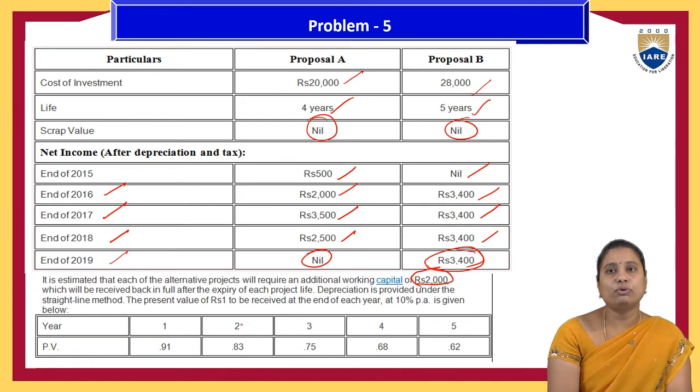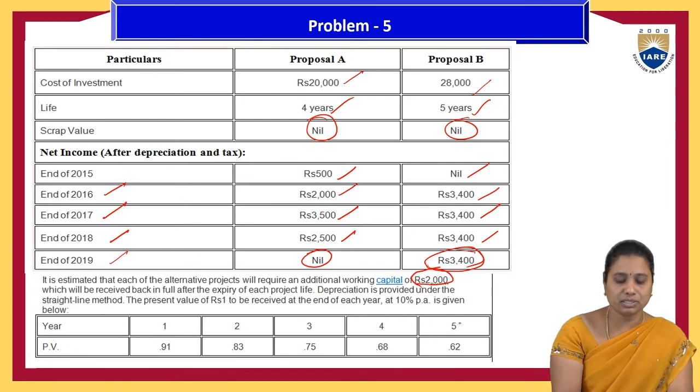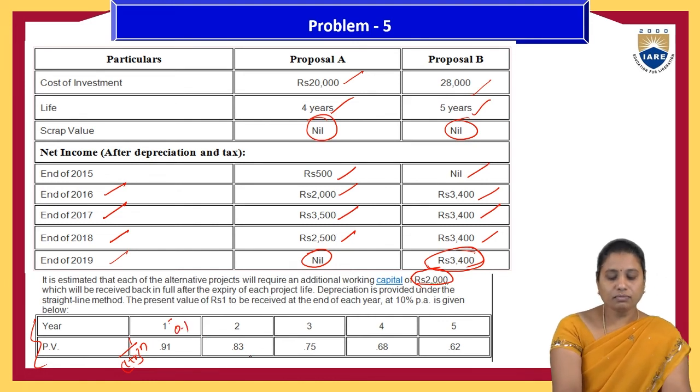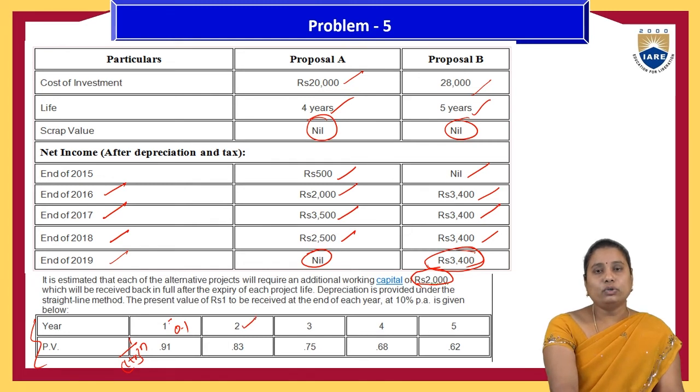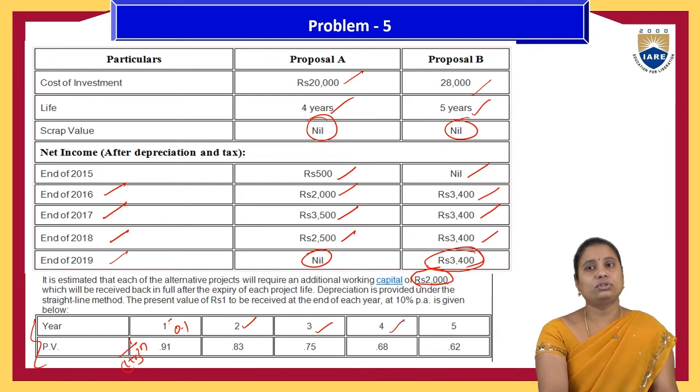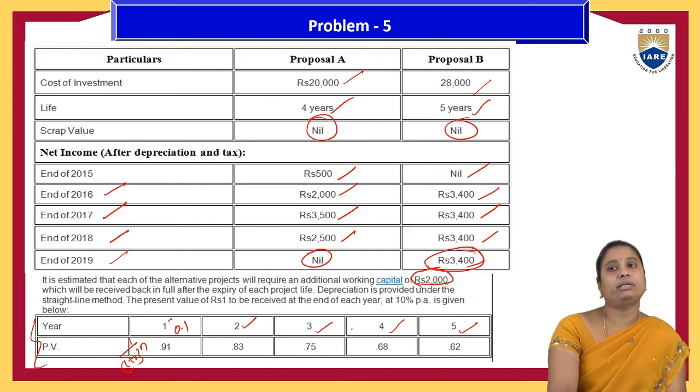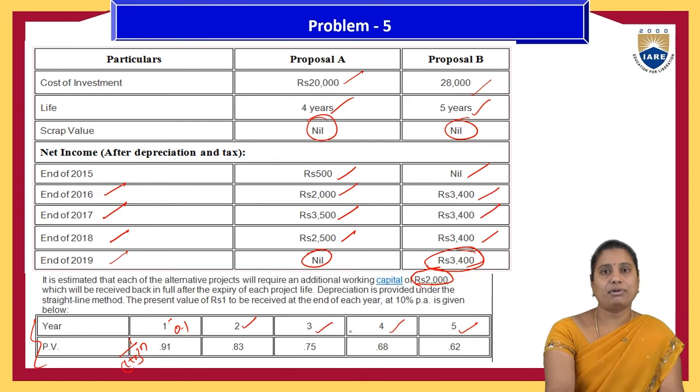The present value of 1 rupee at the end of the year at 10% per annum is given below. Already they have given the present values. Even if they had not given them, we can calculate using 1 divided by (1 plus r) to the power of n. So n is the first year and r is 10%, meaning 0.1. Here n is 2, r is 0.1. Third year n is 3 and r is 0.1, fourth year n is 4, and fifth year n is 5. Based on that we can also calculate. There is no requirement that they compulsorily give you these present values. If they give them, okay. If they don't, we can also calculate using this formula.